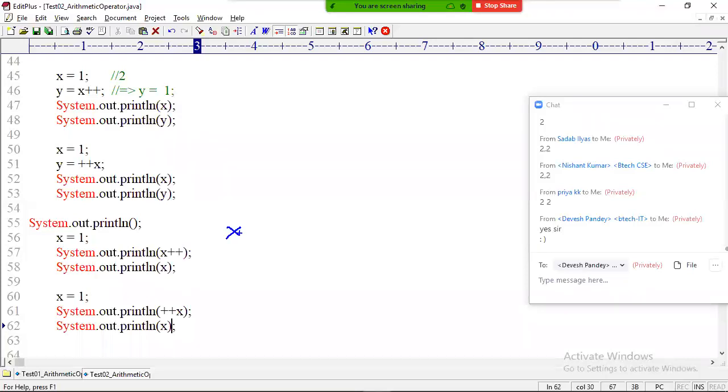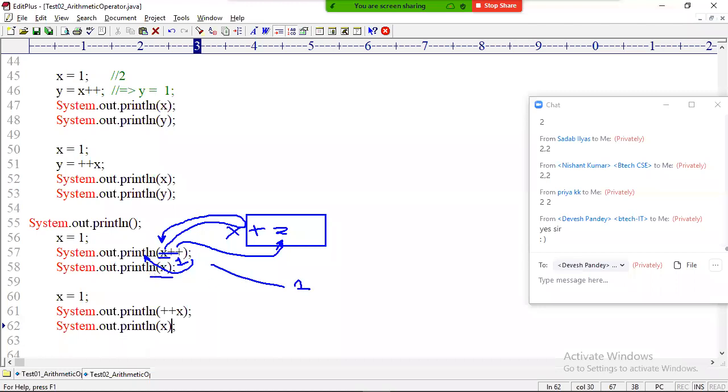X value, memory created with value 1. X plus plus means what? First read. Who is there first? X. Read X value, substitute here. That means x plus plus replaced with 1. The expression is not executed yet. Plus plus: 1 increased to 2. Third step, this value is used. Expression executed with the value. Println displaying 1. Then go down, x value, existing value 2, 2 will come.